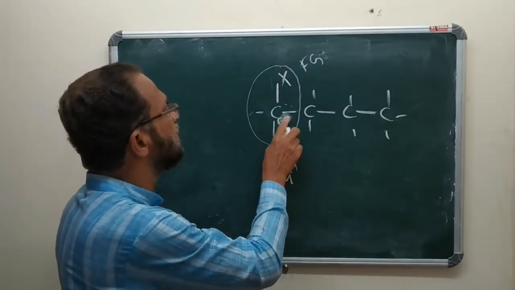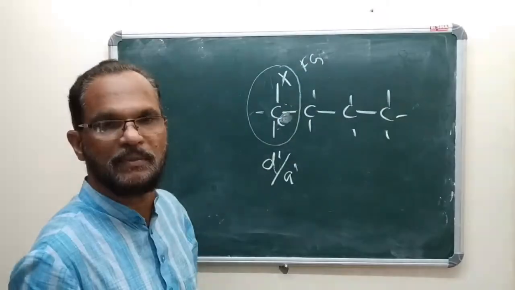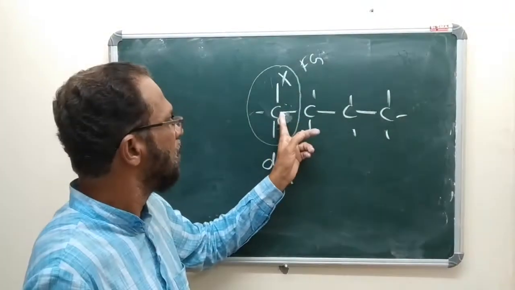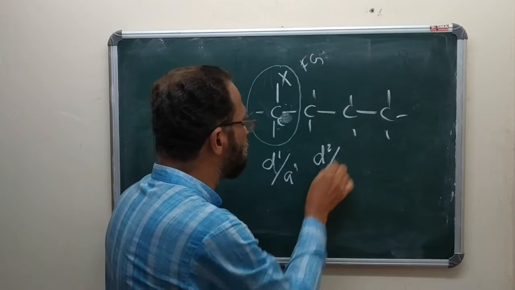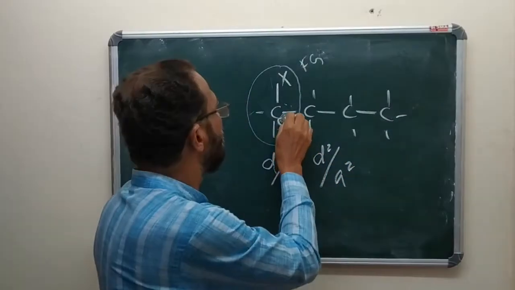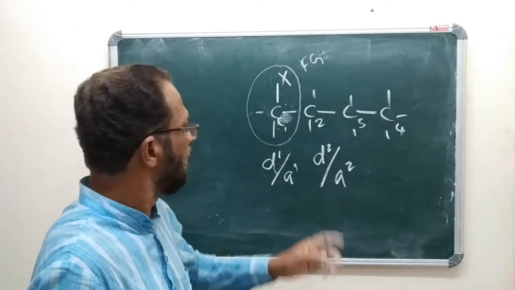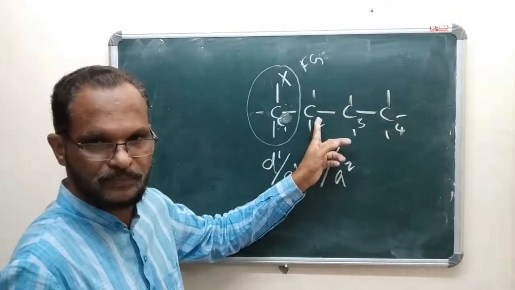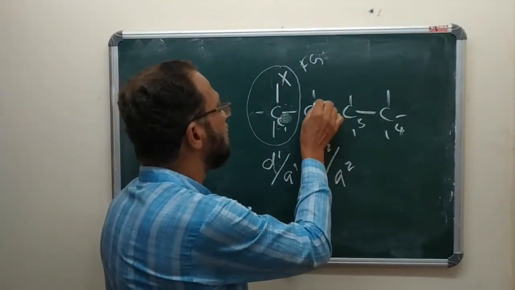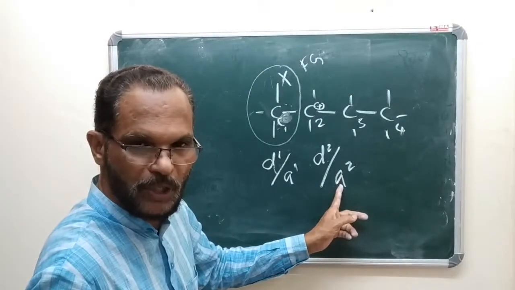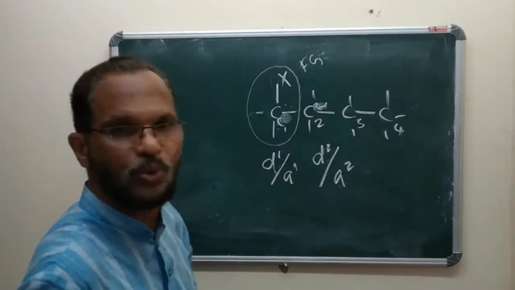Suppose the carbon atom next to the functional group containing the heteroatom is reactive. Then we call it a D2 synthon or A2 synthon. This is carbon number 1, carbon number 2, carbon number 3, carbon number 4. If 2 is the reactive center, we call it D2 or A2. If it carries a positive charge, we call it an acceptor synthon, A2 synthon. If it carries a negative charge, it is called D2.